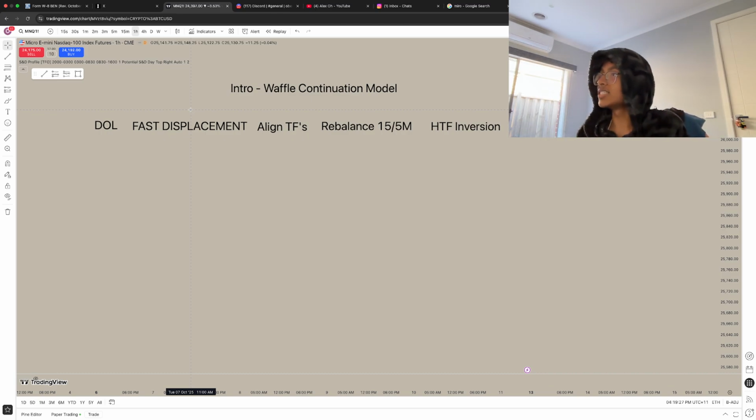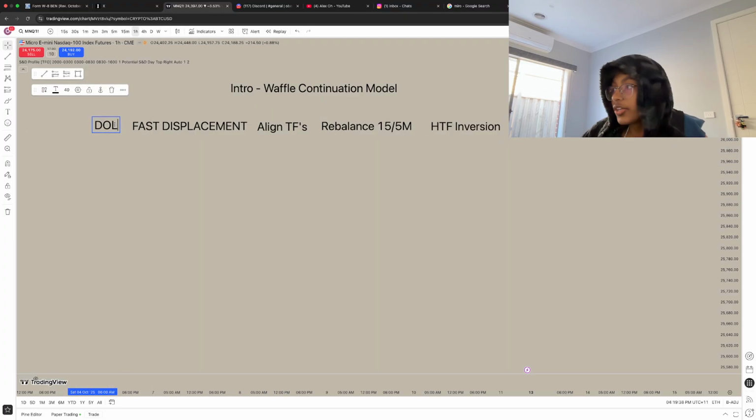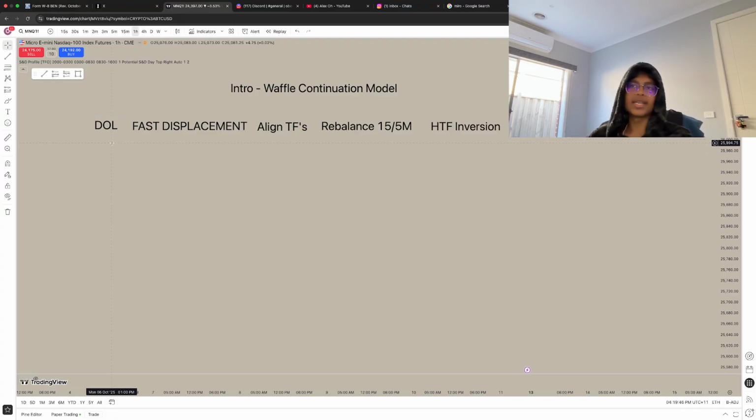So this is the basis of my waffle continuation model that I'll be going over. All right, so what are the few main things that we need for my continuation model? We start off with the drawn liquidity. This is arguably the most important thing I would say out of the whole continuation model. The drawn liquidity is number one thing, no matter what. Without drawn liquidity, you should not be taking any trades because this is what we're essentially targeting. And if we don't have a draw, no trade. That's my number one rule. Having a clear draw on liquidity.